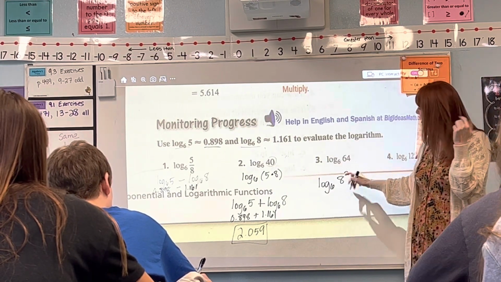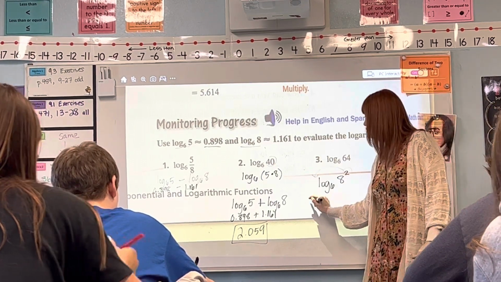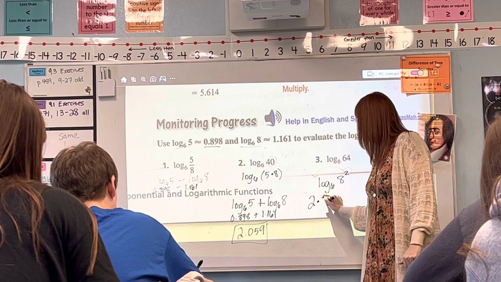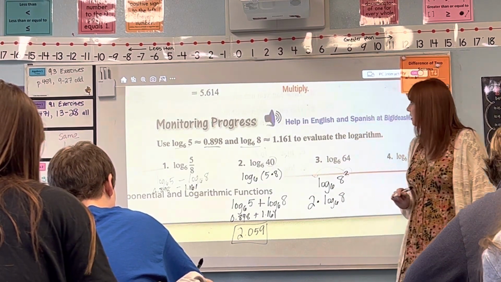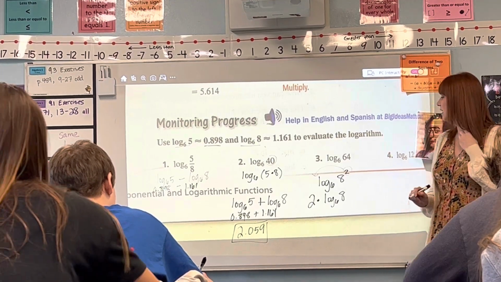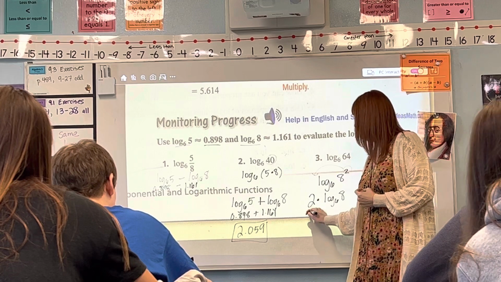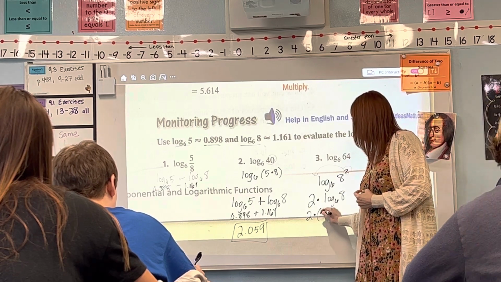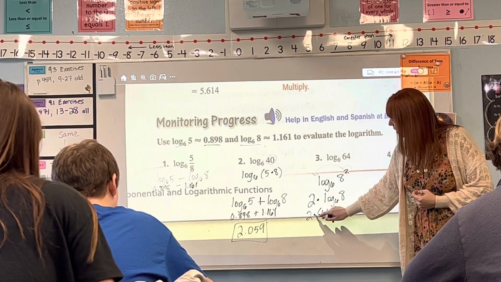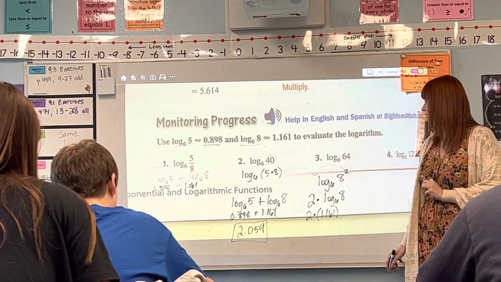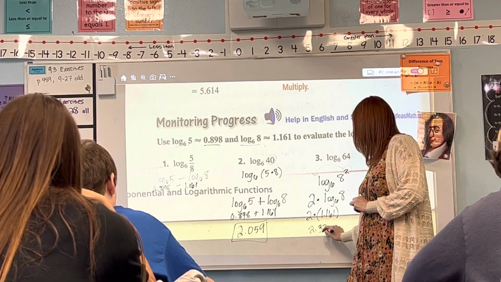So with this one, you take the 2 and you put it out front, so it becomes 2 times the log base 6 of 8. That makes sense. And again, we have that information. Log base 6 of 8 is 1.161, so then it becomes 2 times this, which is 2.322. Yes.